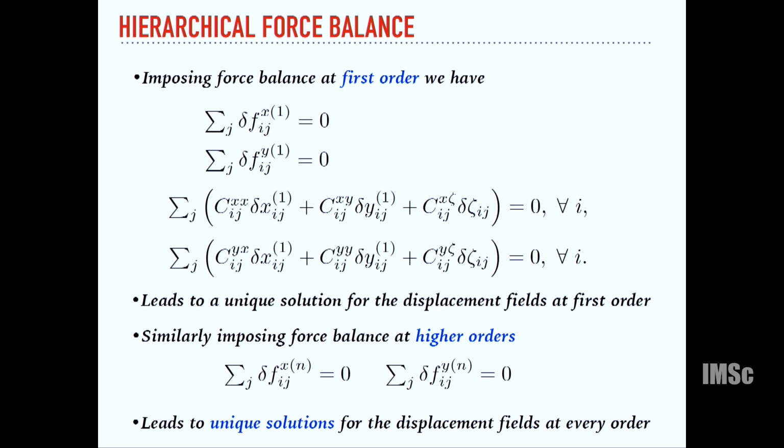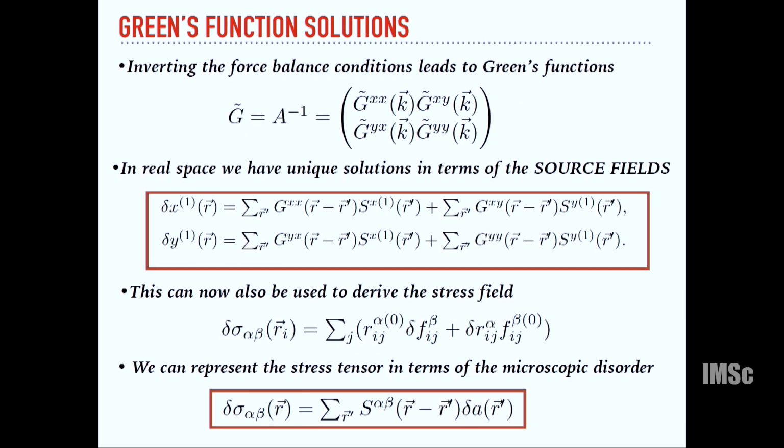So once we do that, we can actually solve in terms of Green's functions. This is the last slide with a lot of equations. You basically write down what the change in the positions of the particles is in response to the microscopic disorder, which I can write in terms of some source fields. These source fields contain the microscopic information about the quench disorder. Once you have that, you have the exact solution, because now you have enough equations to solve. You can write down all the displacement fields in terms of the microscopic quench disorder.